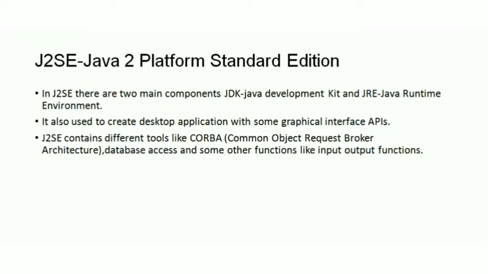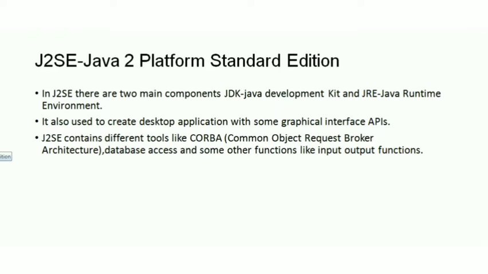J2SE contains different tools like CORBA, that is Common Object Request Broker Architecture, database access, and some other functions like input output functions. So the development kit is provided in the JDK to create a complete desktop application in J2SE. These are the basic features which are applied when you create a desktop application.